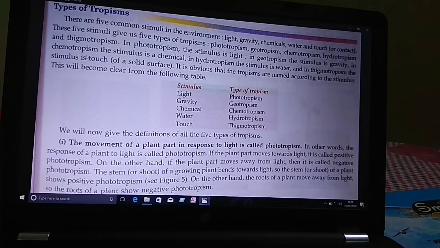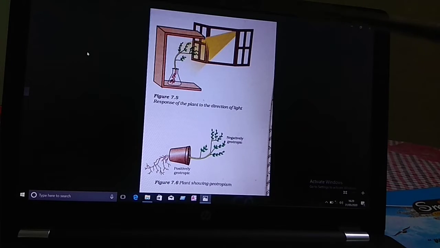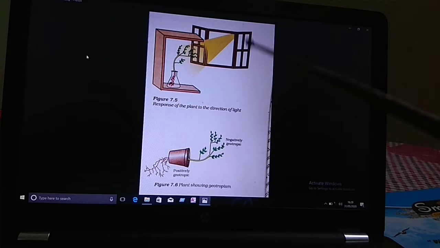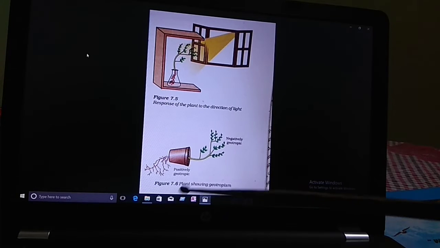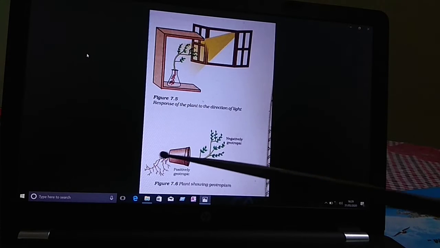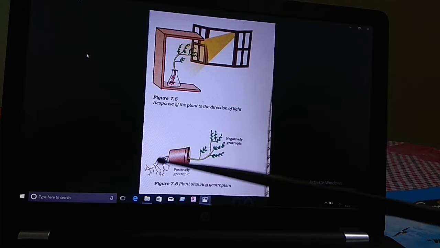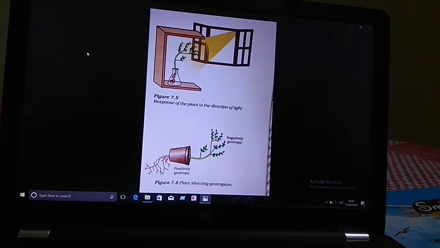The roots of a plant move away from the light, so the roots of a plant show negative phototropism. Next, you can see here the response of a plant to the direction of light. The shoot of the plant grows in the direction towards the light. And the plant also shows geotropism. See, positive geotropism by the roots and negative geotropism by the shoots of the plants.